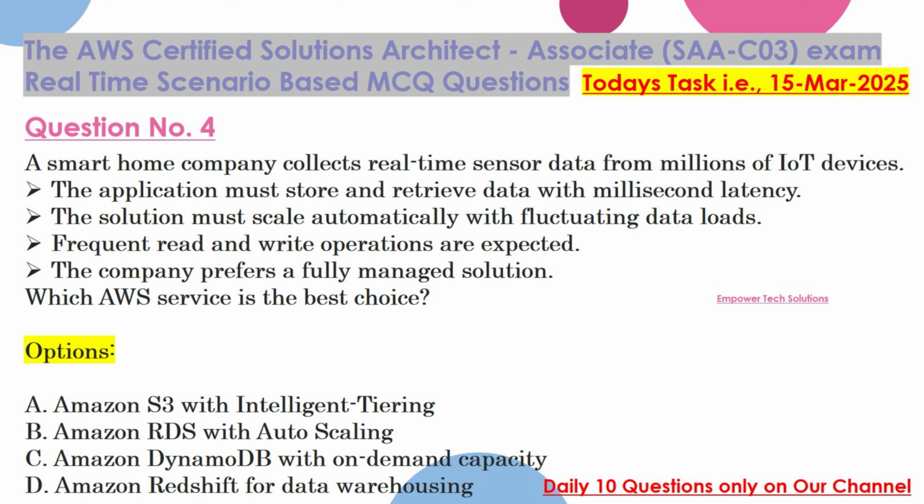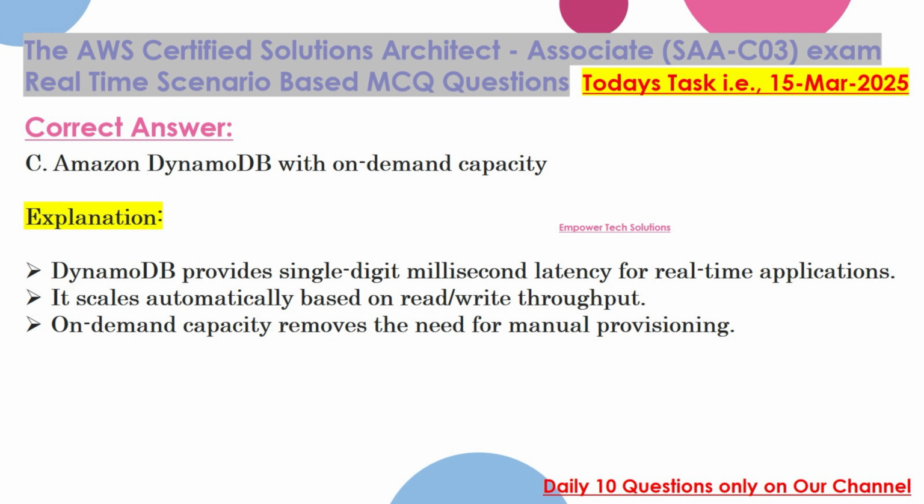Options: A. Amazon S3 with intelligent tiering. B. Amazon RDS with auto-scaling. C. Amazon DynamoDB with on-demand capacity. D. Amazon Redshift for data warehousing. Correct answer: C. Amazon DynamoDB with on-demand capacity.